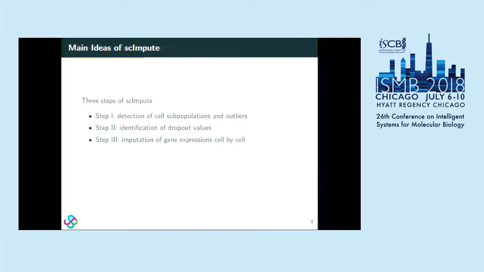In step 1, we try to detect the cell subpopulations and outlier cells. In step 2, we identify the dropout events. And in step 3, we try to impute these dropout events cell by cell.